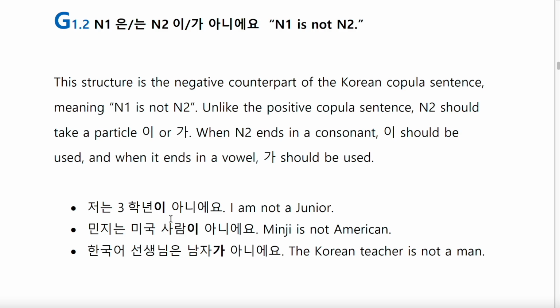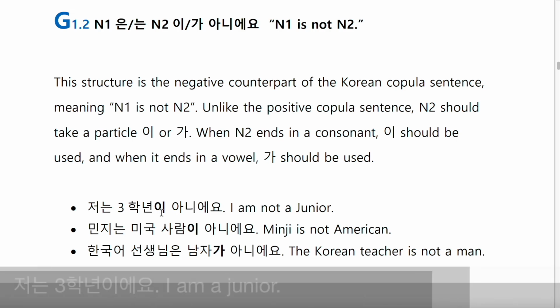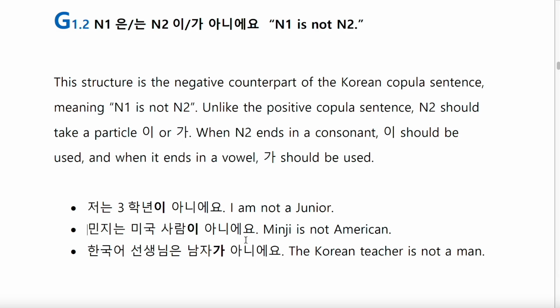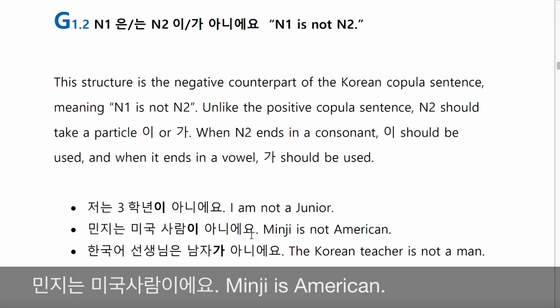Can we change these sentences into positive copula sentences? 자, let's try. Let's say I'm a junior. How do you say that? 그러면 저는 3학년. After the second noun, you just put 이에요. 그래서 저는 3학년이에요. And that means I'm a junior. And how should we say 민지 is American? 민지는 미국 사람이에요. 그렇죠? So after this N2, you just attach 이에요.